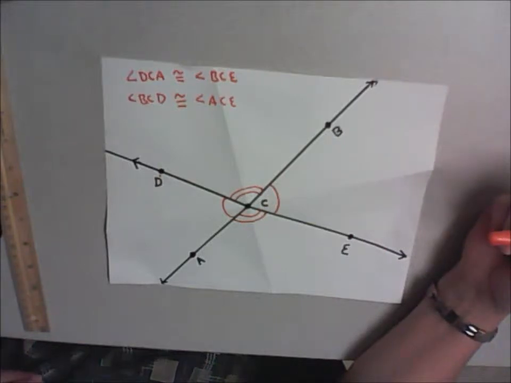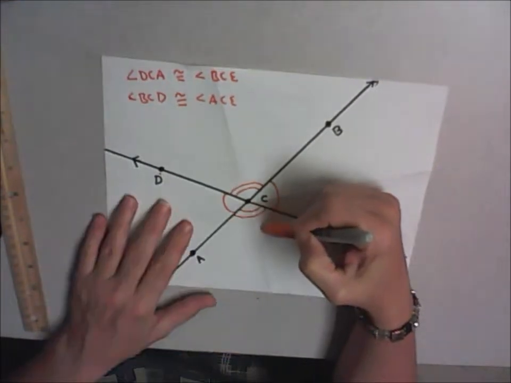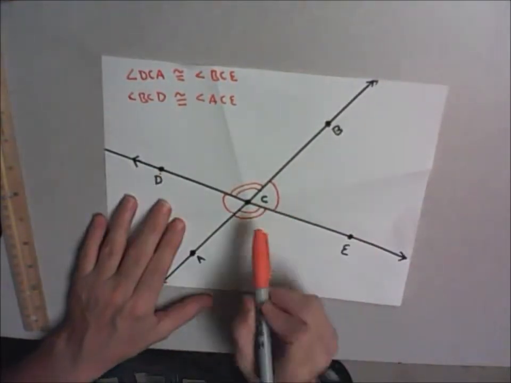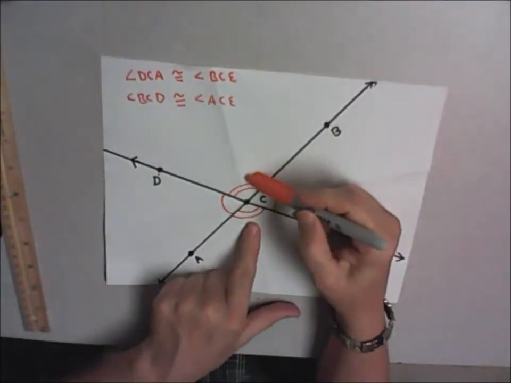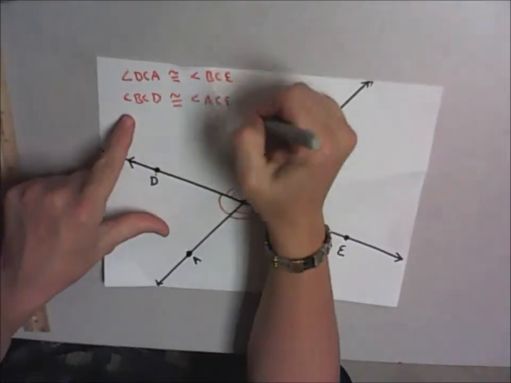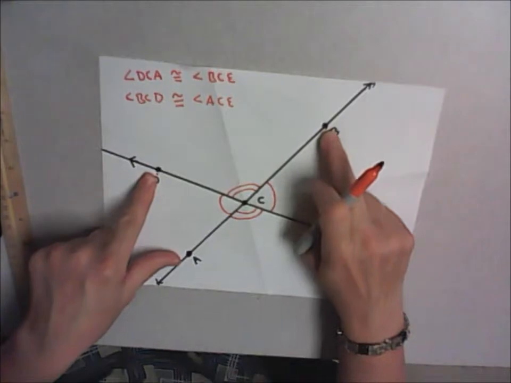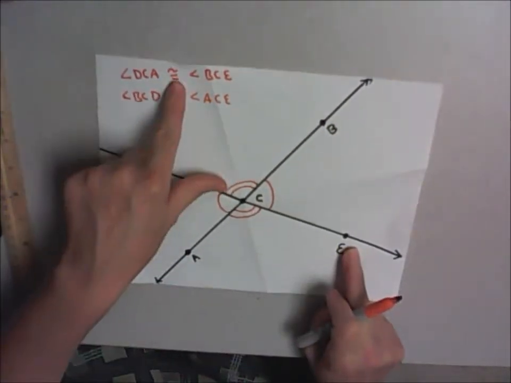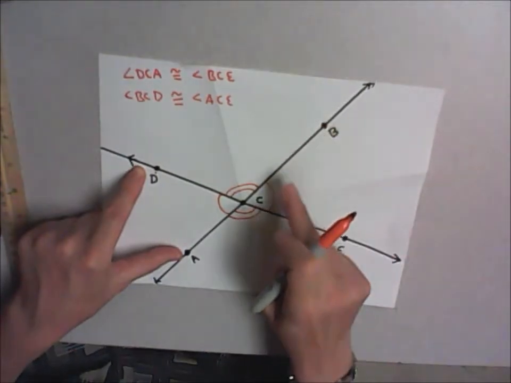I want to talk about vertical angles. So these two angles are considered vertical to each other. They're two intersecting lines. They have the intersection point of C, and they form these two angles, and these two angles have to be congruent. So this is a set of vertical angles. DCB is vertical to ACE, and DCA is vertical to BCE.